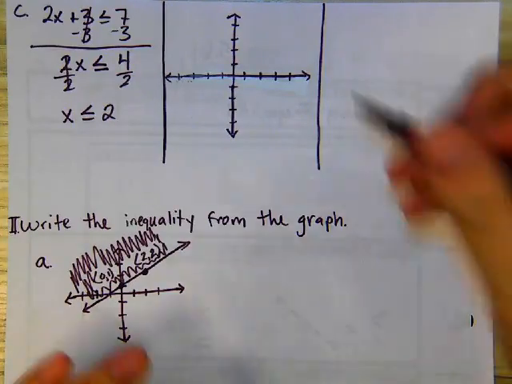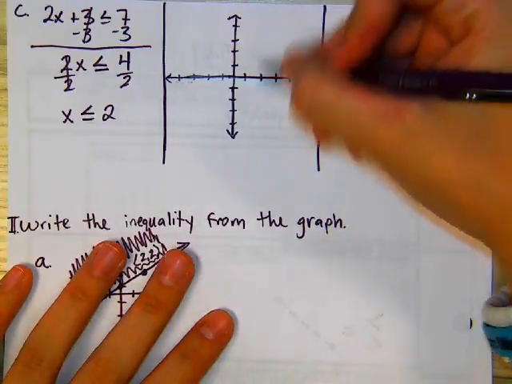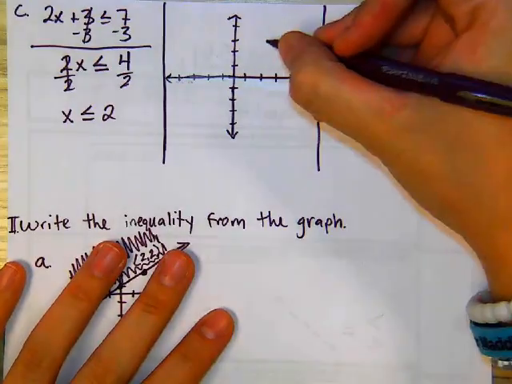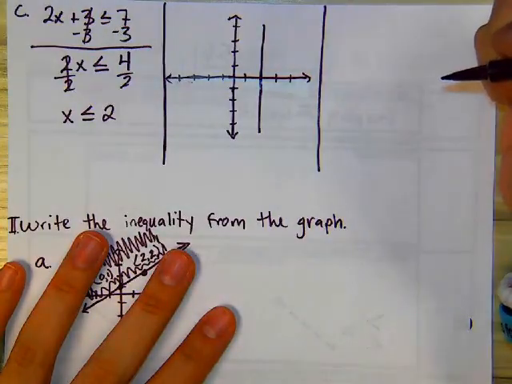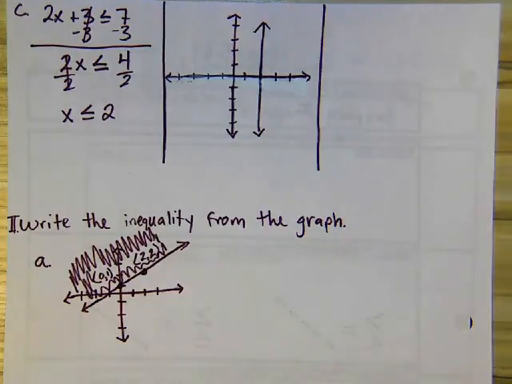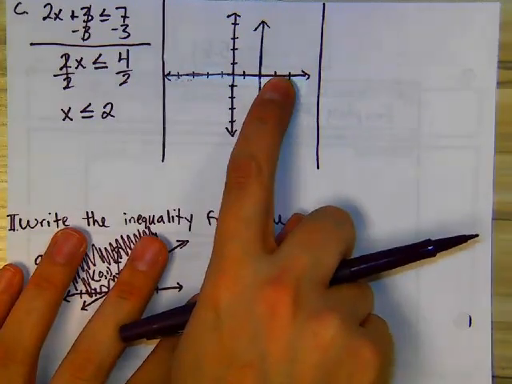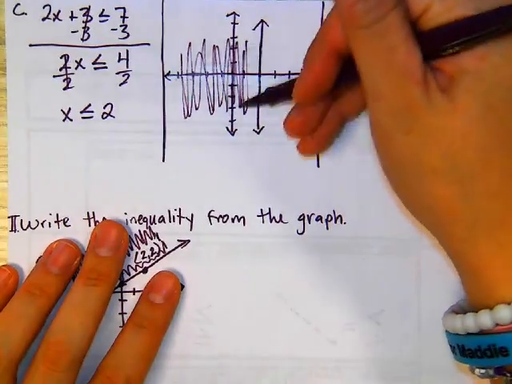Since x is less than or equal to 2, we know we're going to have a line at 2. Since it's less than or equal, we have a solid line. And then since we have x is less than, we want all values that are less than 2, so we would shade over this way.